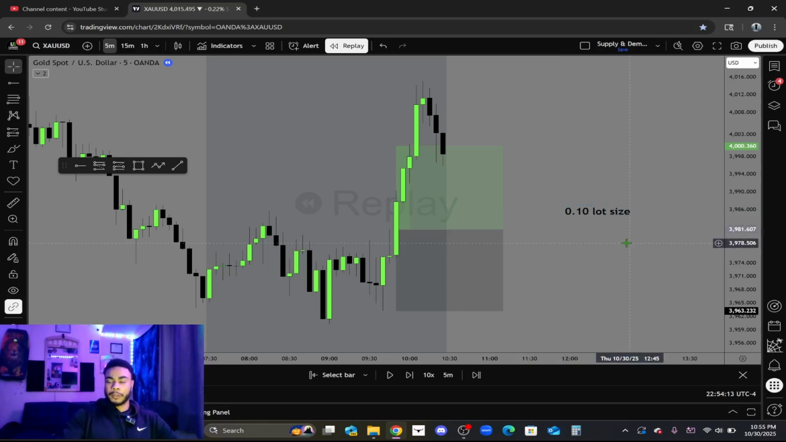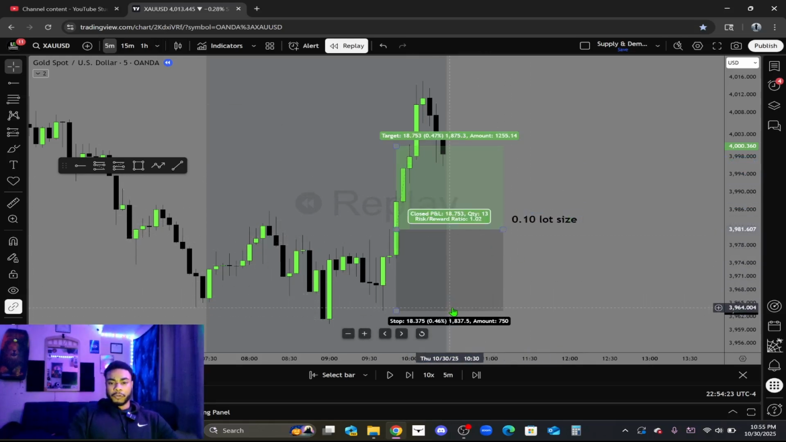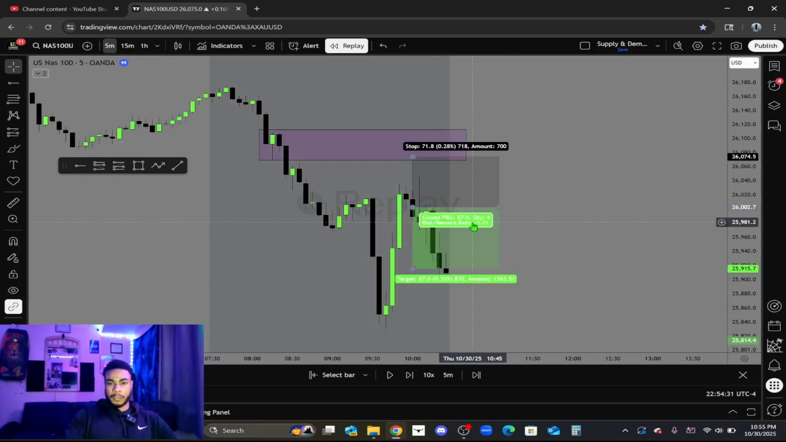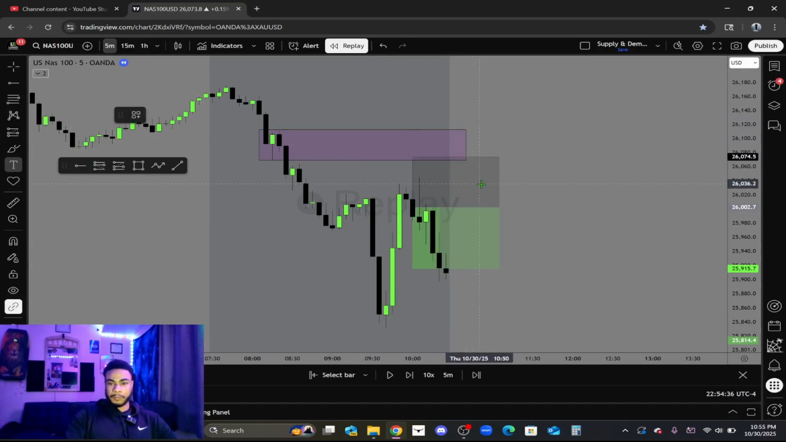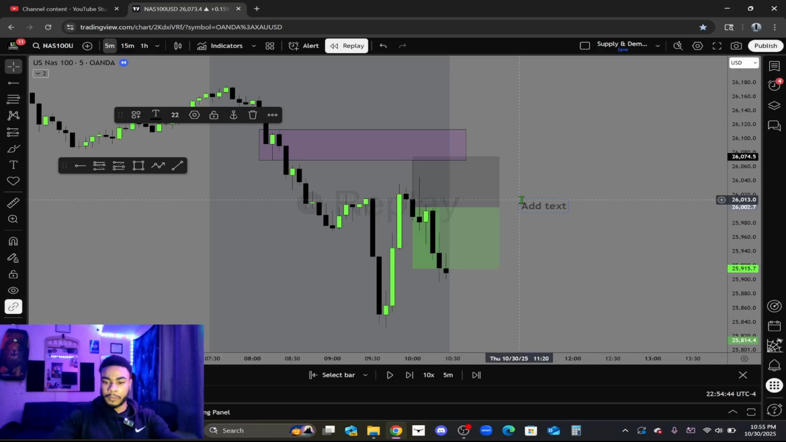So this will be the lot size I will need to use in gold to be risking $200 with 183 pips of stop loss. And the Nasdaq, it was 700, and that one was 27 cents. So that's going to be like this, 0.02. Bam, lot size.